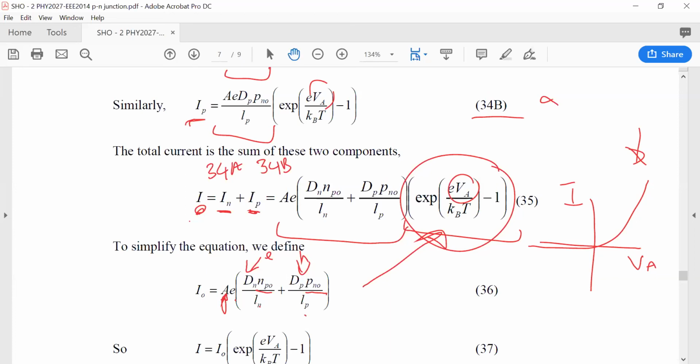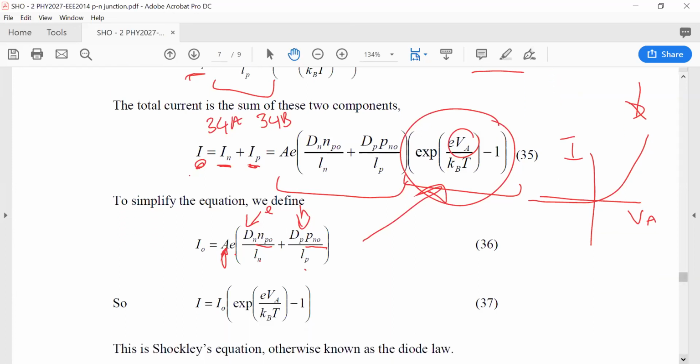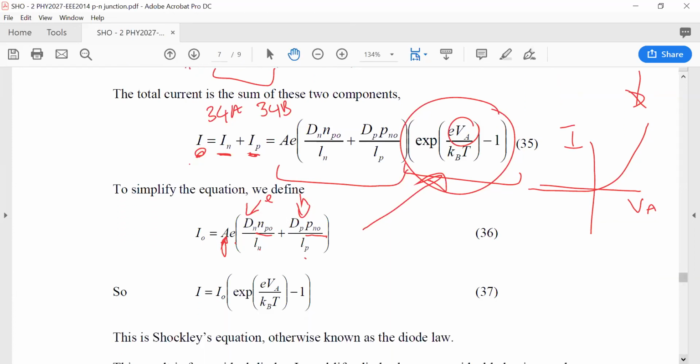So we simplify I0 and we get to equation 37. Here I0 you can now see has come from all of this stuff, and that is just a constant. And this is known as Shockley's equation, or sometimes known as the diode law. In real life, materials aren't perfect though, and they don't actually have this type of ideal equation. So this is known as an ideal diode law really, or an ideal diode equation.